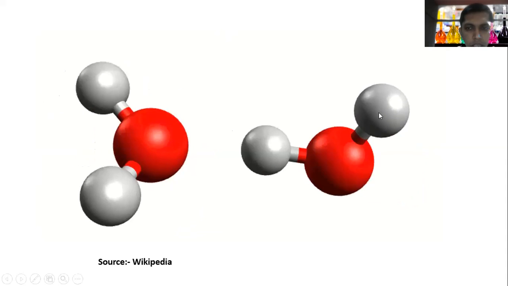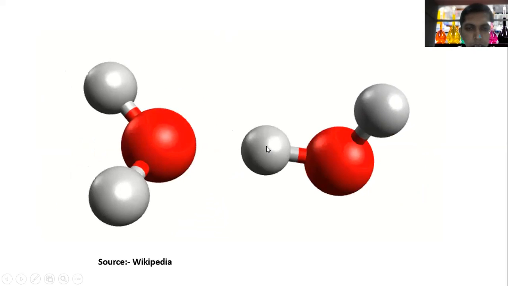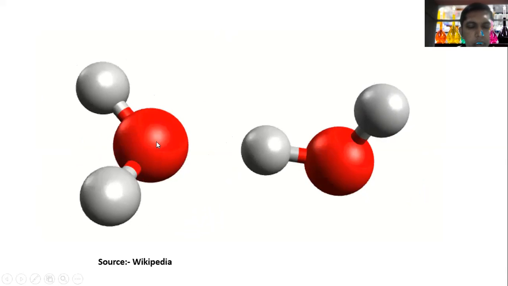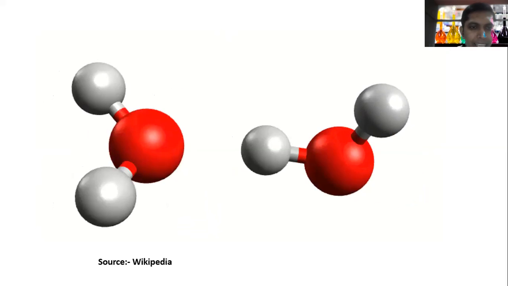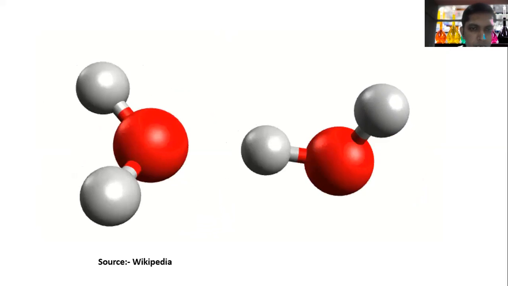So here this water molecule, by donating the proton, gets converted into OH minus. So it is acting as an acid. And here this water molecule, by accepting an H plus ion, gets converted into H3O plus, that is hydronium. So it is acting as a base.